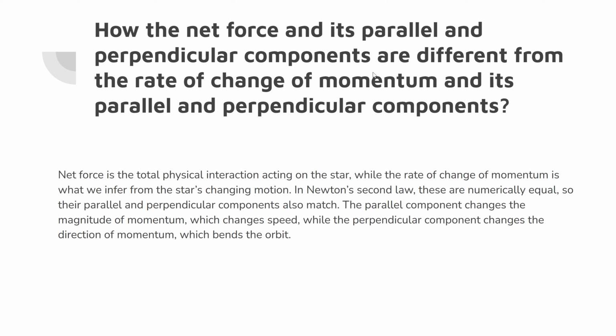The net force is the total physical interaction on the star, while the rate of change of momentum is something we infer from the star's changing motion. In Newton's second law, these are numerically equal, so the parallel and perpendicular components also match. The parallel component changes the magnitude of the momentum, which changes speed, while the perpendicular component changes the direction of the momentum, which bends the orbit.